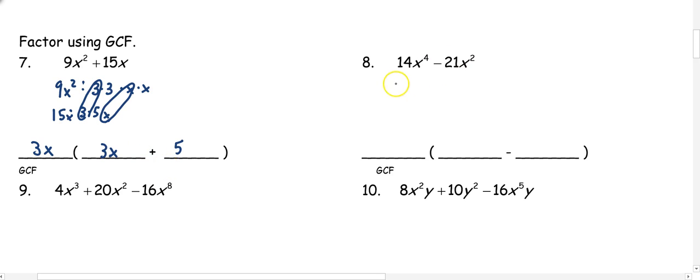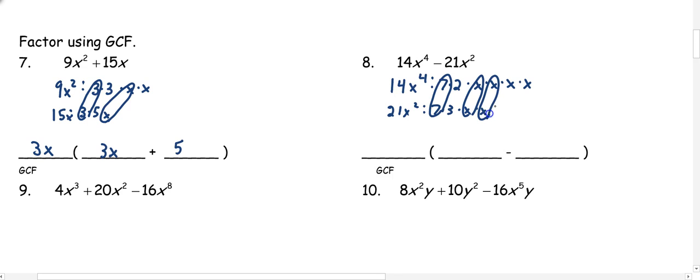Number 8, we have 14x to the 4th. Two numbers that multiply to 14 are 7 and 2, and then we have 4 x's. The other term we have is 21x squared. So two numbers that multiply to 21 are 7 and 3. And then we have x times x. So I have a pair of 7s and 2 x's left over, and 2 x's that are pairs.